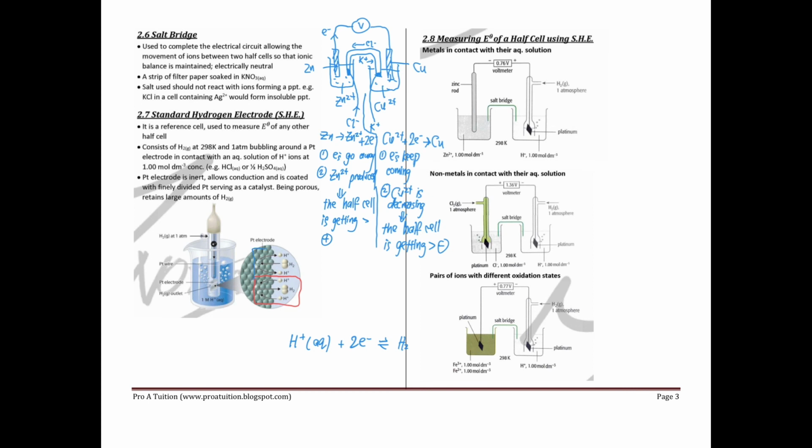Okay, this one I use blue color. So what happened here? Sometimes the reaction has to go backwards, depending on which half cell is pairing with the hydrogen. Going backwards means hydrogen becomes H plus. So hydrogen is already inside the platinum, so it will donate the electrons, and they come out as H plus. Okay, so you can see something like that.